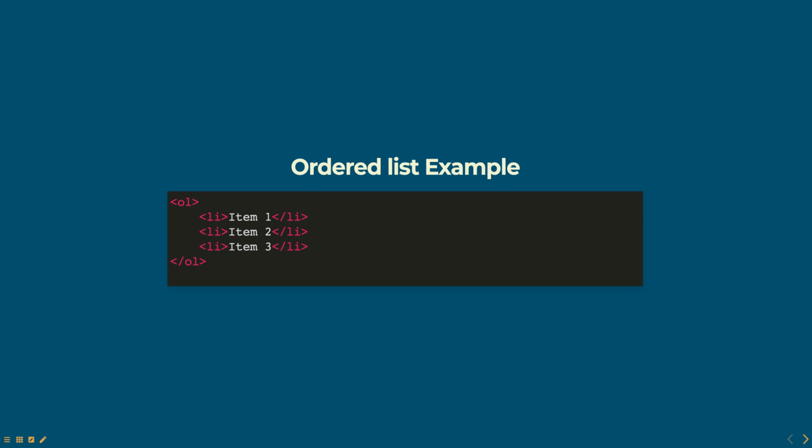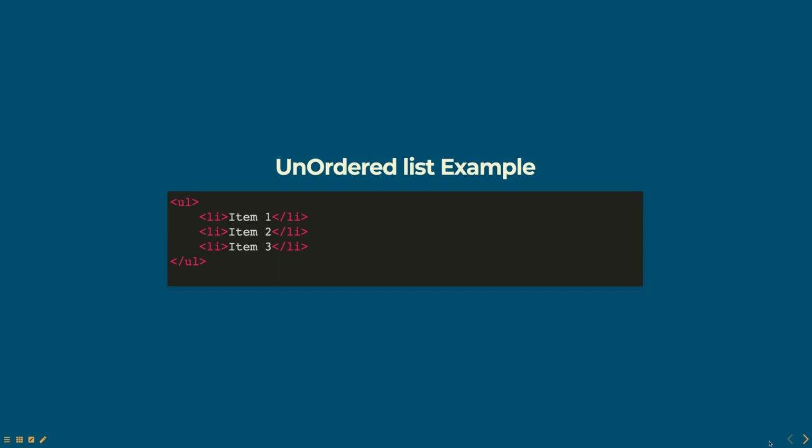An unordered list is created using the UL tag and the list items are marked using the LI tag. The items in an unordered list are marked with bullet points. Here's an example of an unordered list. This code will create an unordered list with 3 items. Each item will be marked with a bullet point.